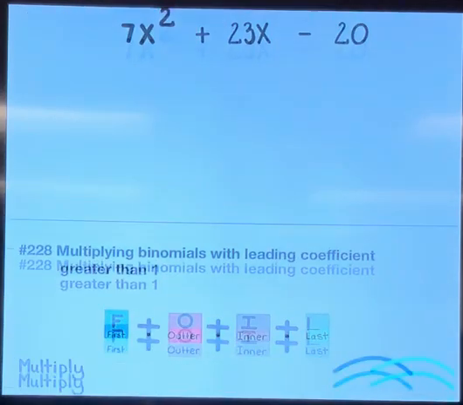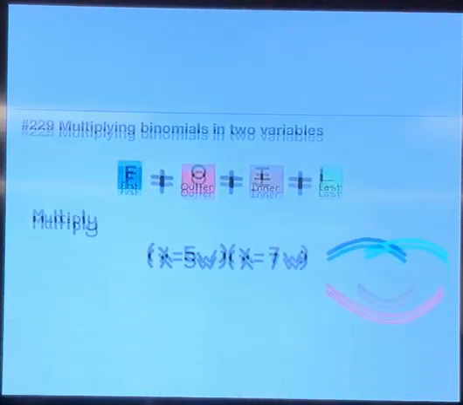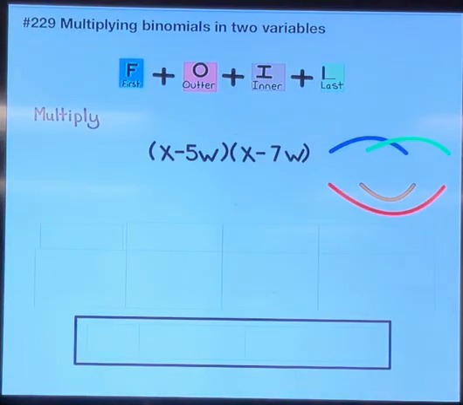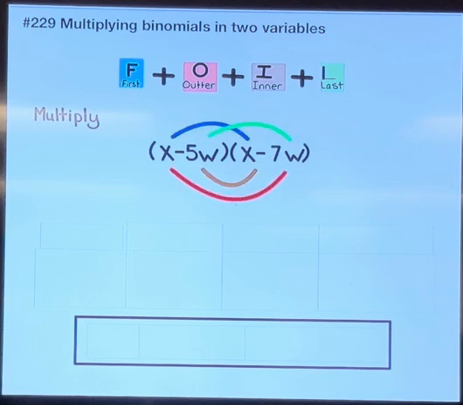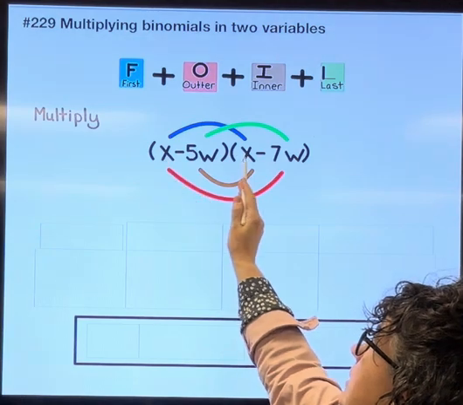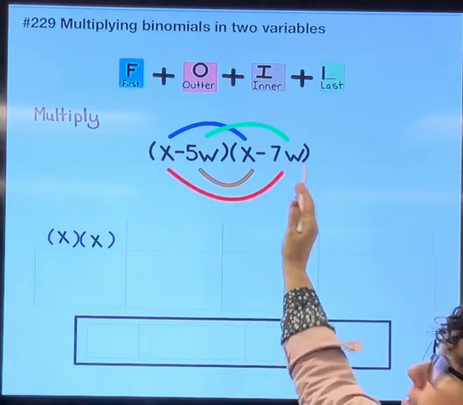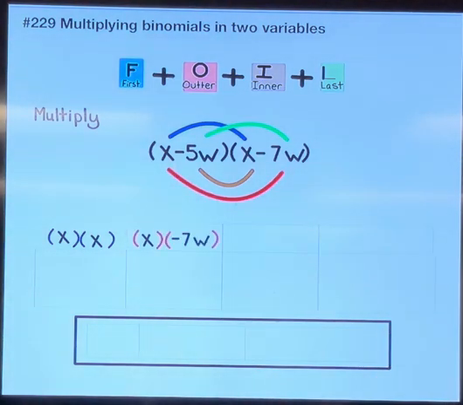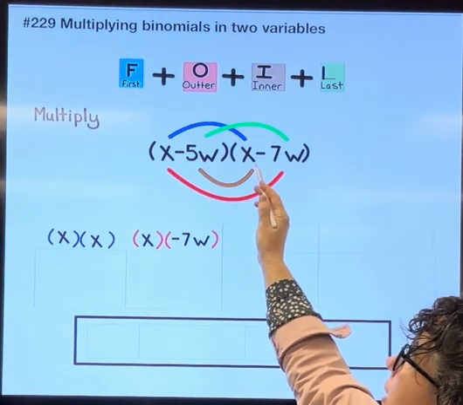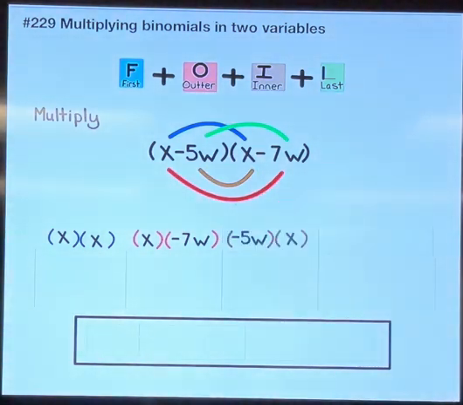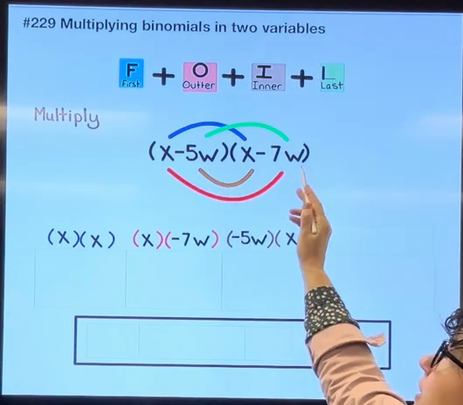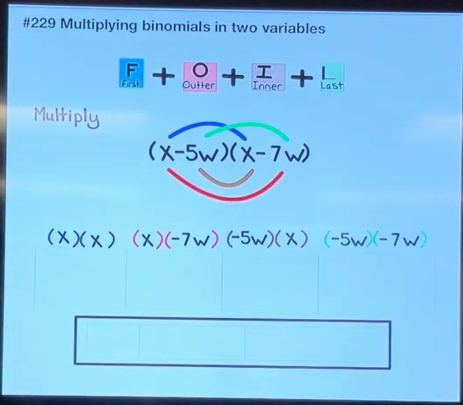Okay, we're gonna do one more here. All right, so this one, we just have a few more variables going on, so I'm gonna grab my little smiley face here. The ones in the front are X and X. The ones on the outside are X and -7W. The ones on the inside are -5W and X. And the ones that are last are -5W and -7W.